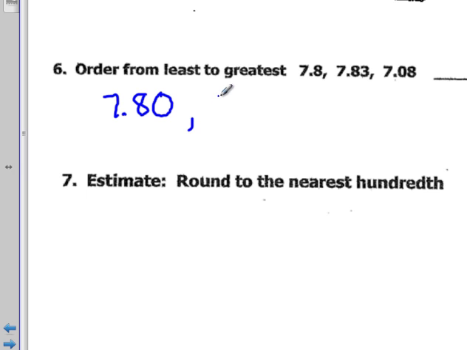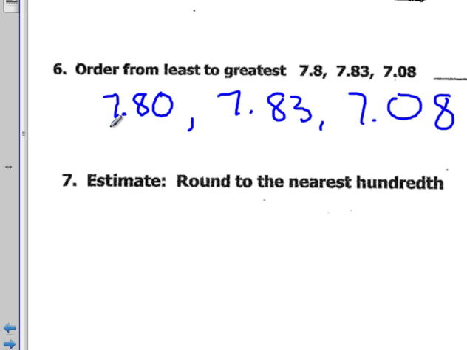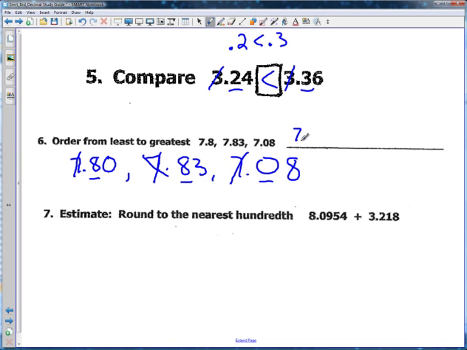So I'm just going to rewrite my numbers here. So I've got 7.80, 7.83, and 7.08. Okay, just like in the previous problem, my ones values are all the same. So I'm just going to cross them out. Don't even need to worry about them right now. So I go to the tenths place. I've got an 8, an 8, and a 0. Well, 0 is less than 8. I have 0 tenths. So 7.08 is going to be my smallest number. I'm done with that number.